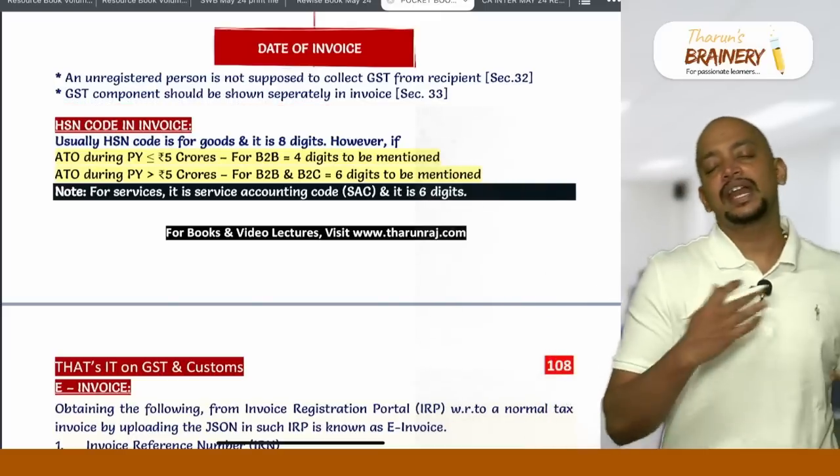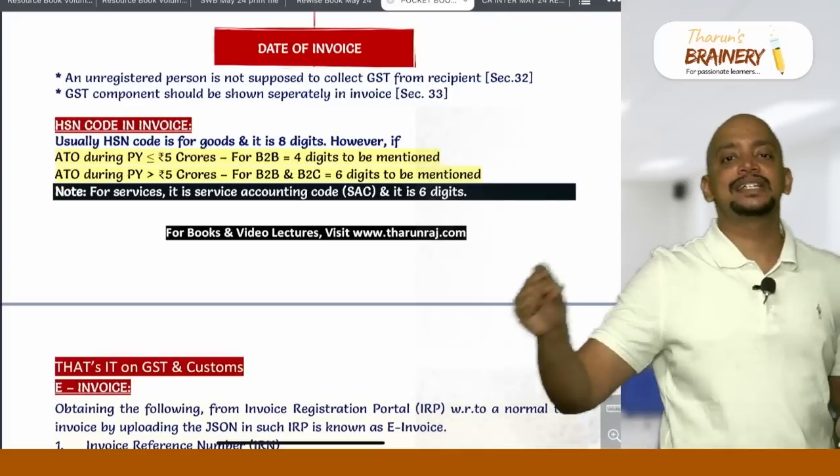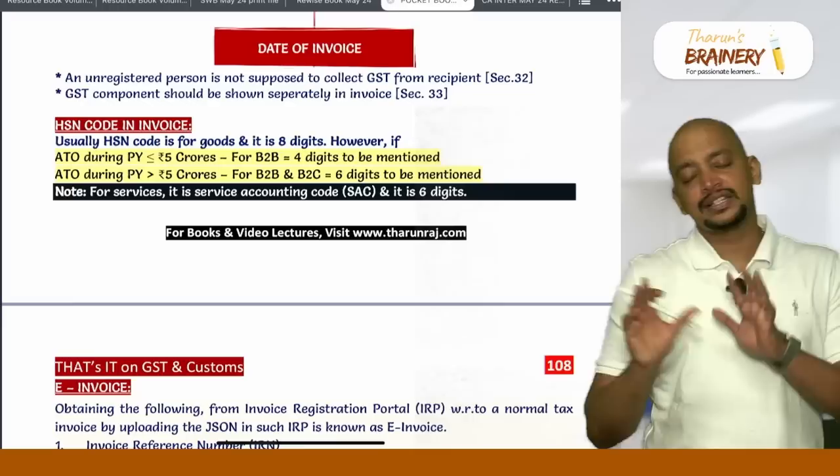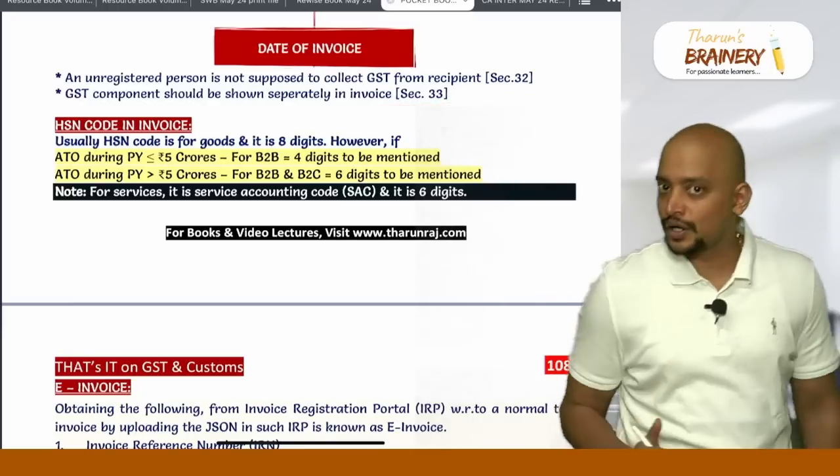That's the reason why in any invoice, they should show separately how much is the value and how much is the GST. That's a mandatory provision as per section 33. And section 34, that is debit notes and credit notes, we have already seen.